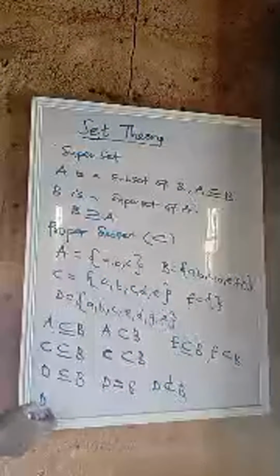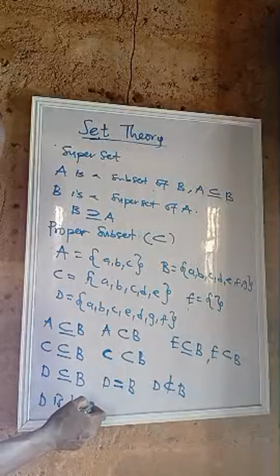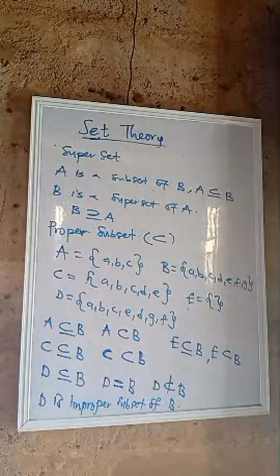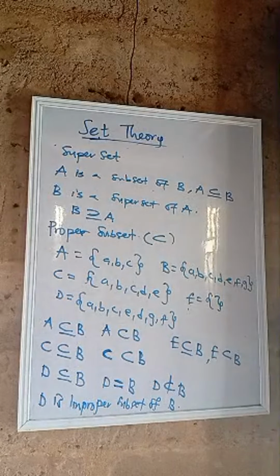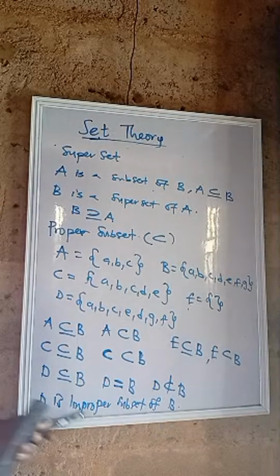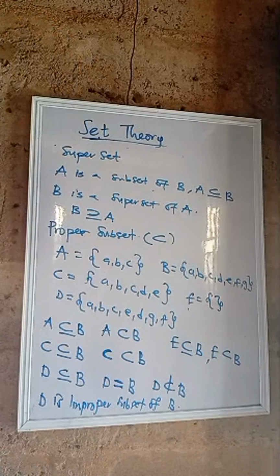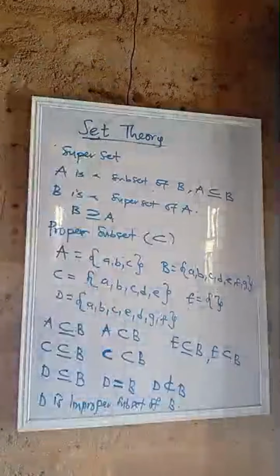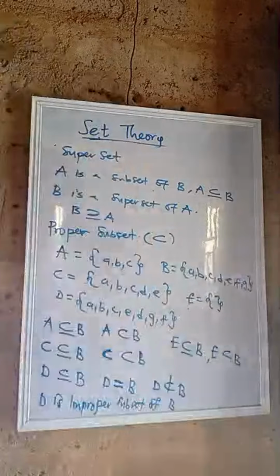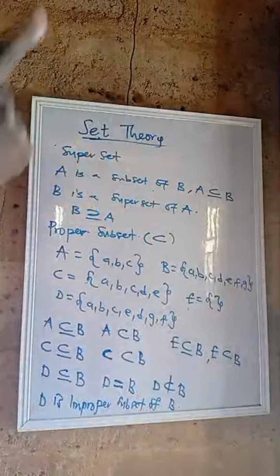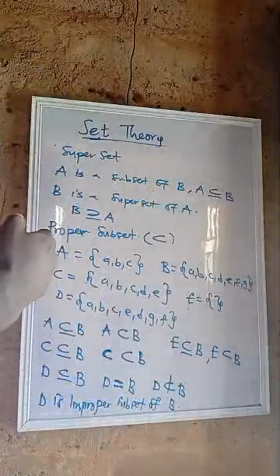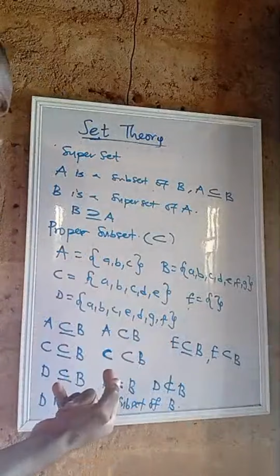So here now we say this D is an improper subset of B. Why? Because they are equal. D and B are equal, so they are improper subsets of one another. So a set is an improper subset of itself, but it is a subset of itself. Another thing you need to know again is that the empty set, that is void set or you say null set, is a subset, specifically a proper subset, of any set.